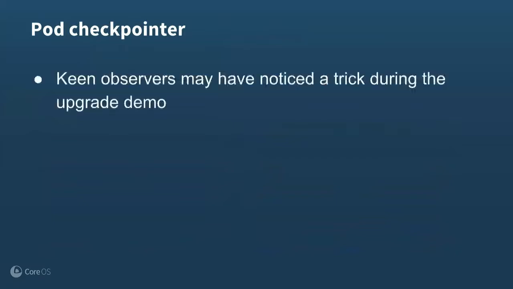Before I demonstrate a failure mode and recovery, I'd like to make a digression to talk about the pod checkpointer, which is an important part of self-hosted Kubernetes being resilient to failure. If you were looking during the upgrade demo, you might have noticed a little bit of a trick, and there are two aspects to it. One is that you saw the API server was failing to come up temporarily, but I was actually able to see that. And then also, I'm only running one API server.